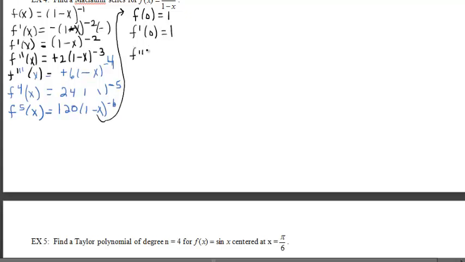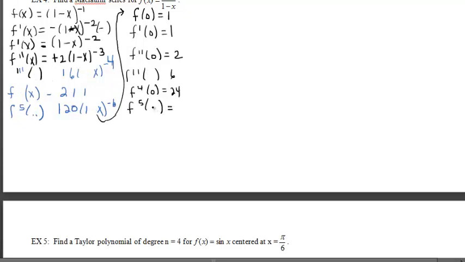All right, f double prime of 0. Well, the 2 would be in the numerator, this would be in the denominator. X is 0, so that's just a 1, so I'm going to have 2. The third derivative evaluated at 0 is 6. The fourth derivative at 0 is going to be the coefficient 24, and maybe one more, just until you feel like you have enough to develop a pattern. This is 120.